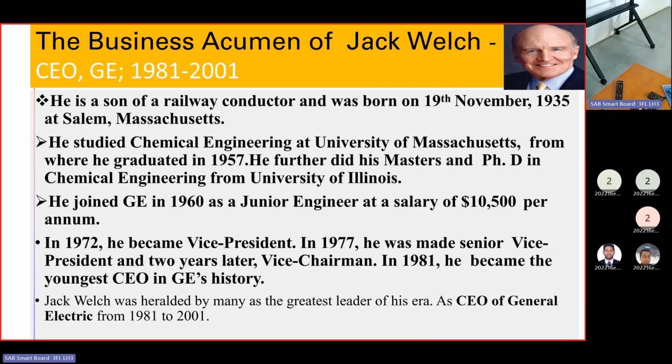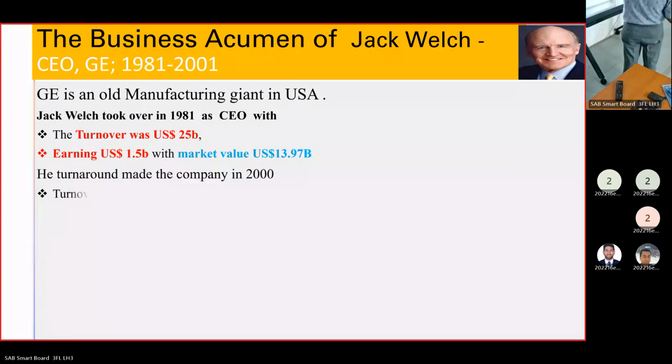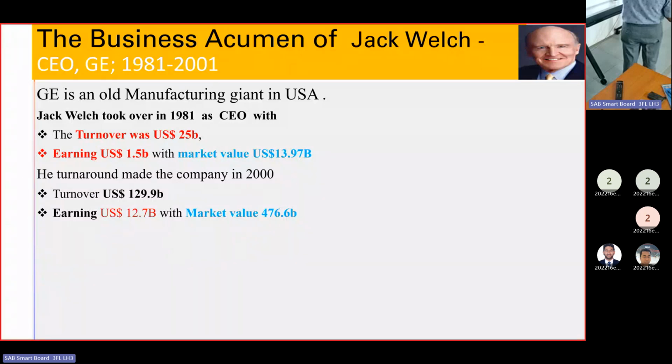He's the son of a railway conductor, born in 1935 in Massachusetts, studied chemical engineering and a PhD. He joined GE in 1960 for $10,500 per annum, and served to become a president. He took over in 1981 as CEO. He took over the company when it was 25 billion with 1.5 billion profit, and turned it around to 129 billion, almost 6 times, am I right? And 12 billion profit.